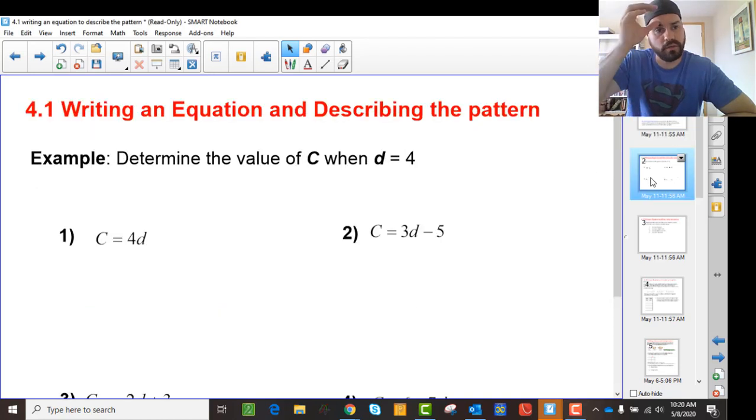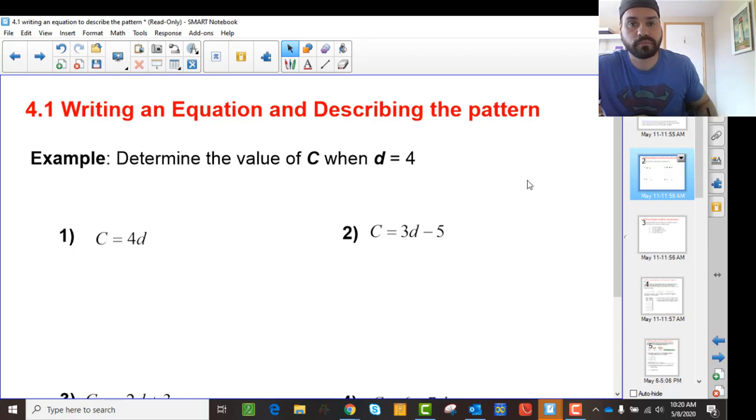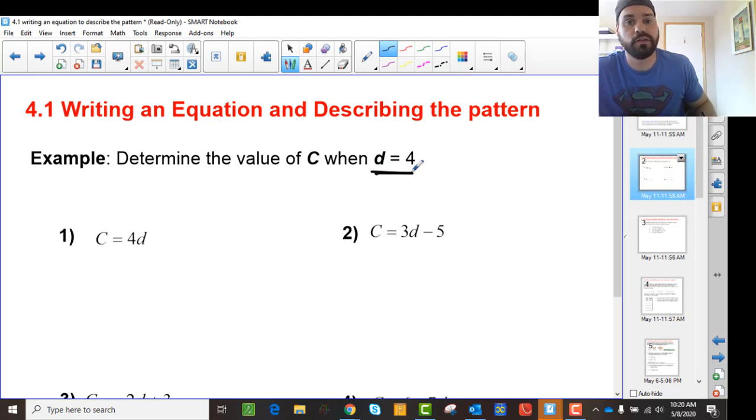So the first thing we're going to do is look at equations and try to figure out how to use them to evaluate one variable from another. So you'll notice in this example, we're given different equations, but we're given a value of d. We're told that d is equal to 4. So when you're using an equation, you're just going to replace wherever d is by 4, and we're going to see what that gives us for a value of c.